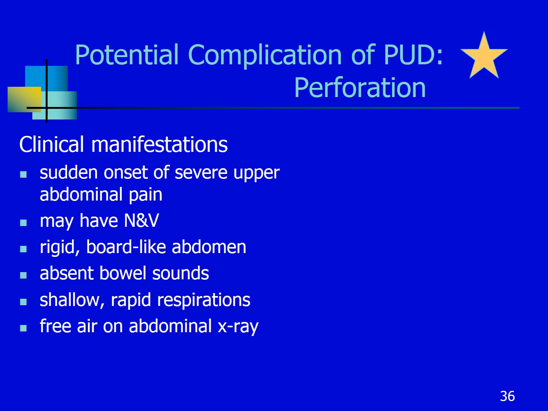Next slide. So some of the clinical manifestations of perforation are sudden onset of severe upper abdominal pain. They may have nausea, vomiting, a rigid, board-like abdomen, and absent bowel sounds, and that's usually very classic, board-like abdomen. The bowel sounds will not be positive. So if you're listening to your fourth quarter, you're not going to hear anything, and you've listened for 5 minutes. Shallow, rapid respiration, and free air in the abdominal cavity.